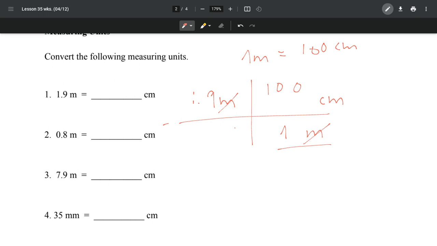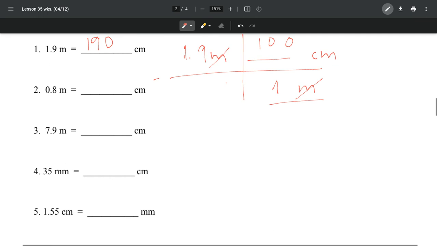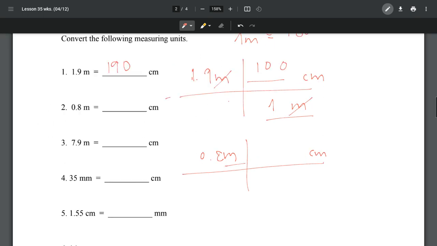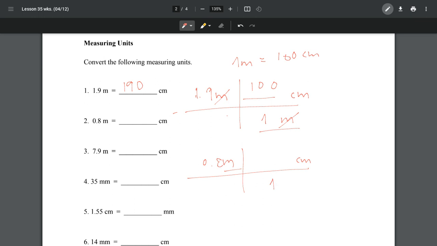And what we're doing is 1.9 times 100 divided by 1. And so that is 190 centimeters, because 1.9 times 100 equals 190. Okay, how about number 2? Again, we're converting 0.8 meters into centimeters. And again, to cancel out the units, we're going to put 1 meter here, and then 1 meter equals 100 centimeters. So we put 100 there, and 0.8 times 100 equals 80.